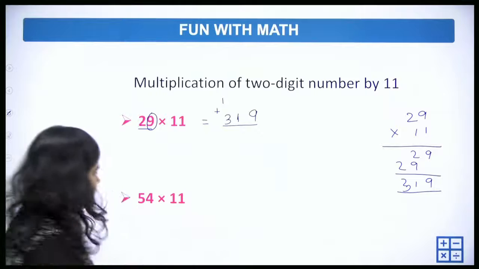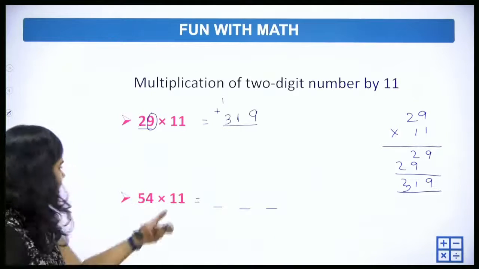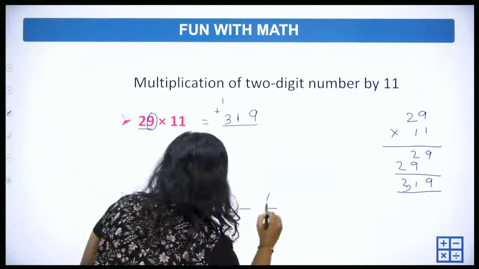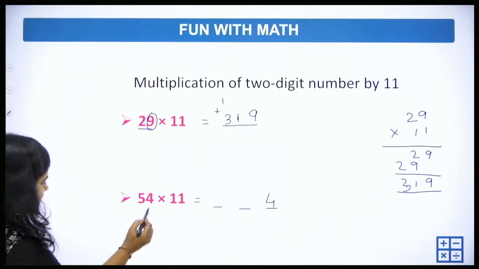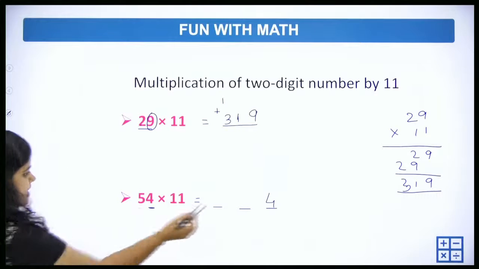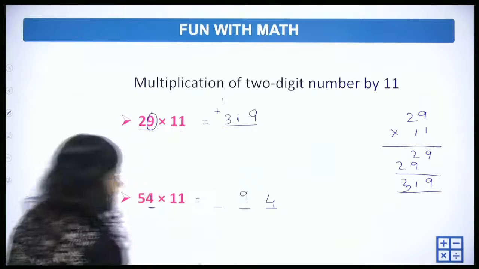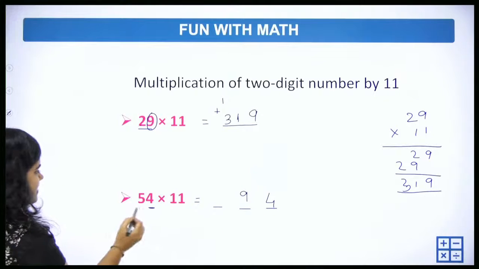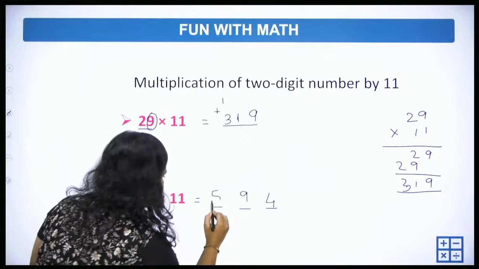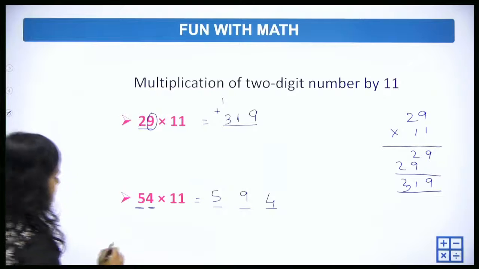So let us do one more number. 54 into 11. This is going to be a 3-digit number where the first place is 4. The ones place is always the ones place of the number, 4 as it is. Coming to the tens place, 5 plus 4, which is 9. And then the hundreds place is the number 5. So 594.